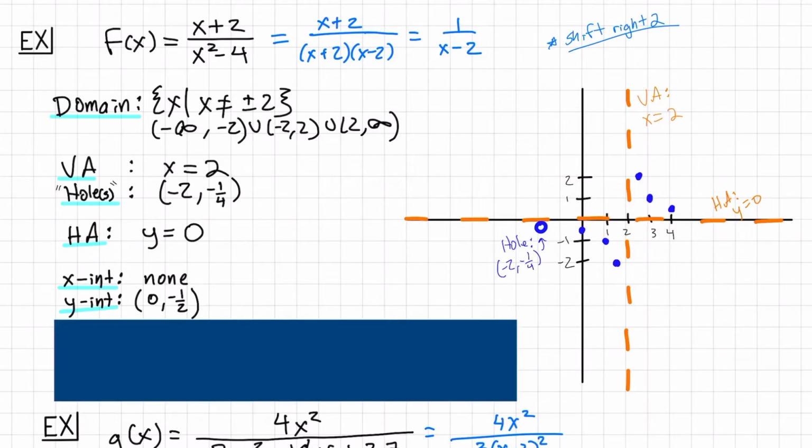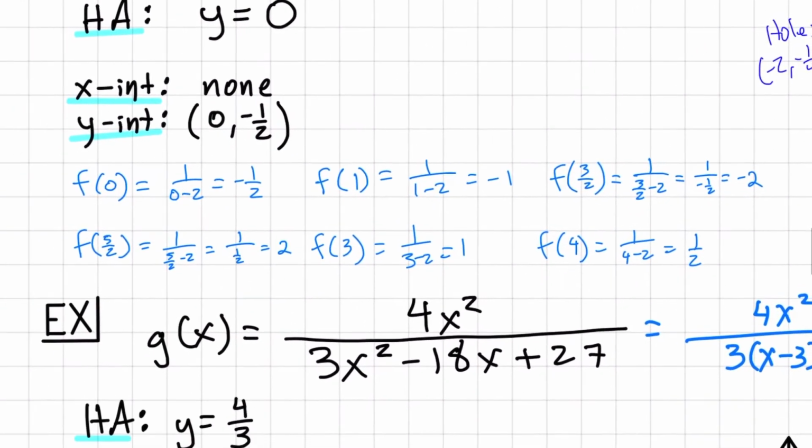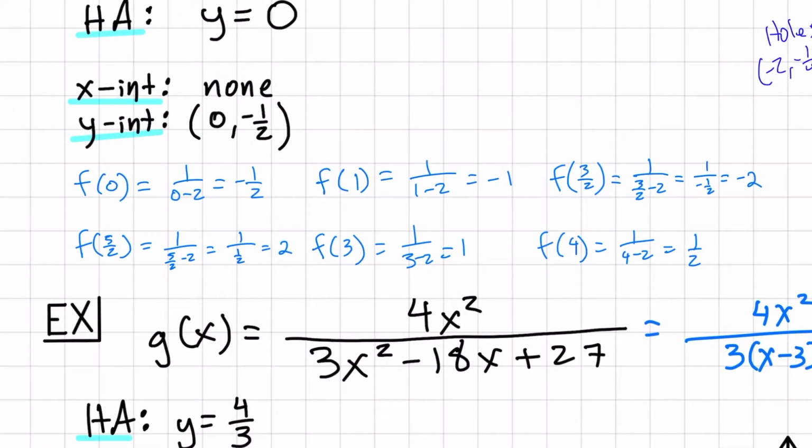But if you didn't understand that it was from transformations, we can simply plug in some x values. Here I've plugged 0 into my function, and I get 1 over 0 minus 2, which simplifies to negative half. I do the same for all 6 of these other values, and then I end up with those same values. I'm just evaluating the function at those spots.